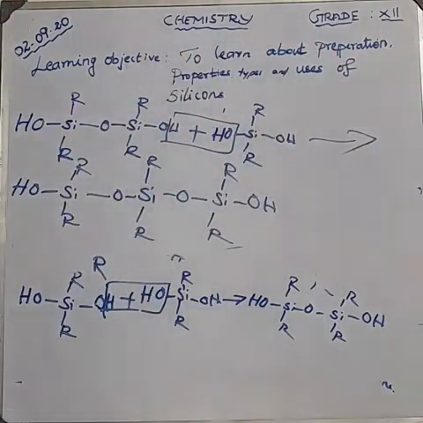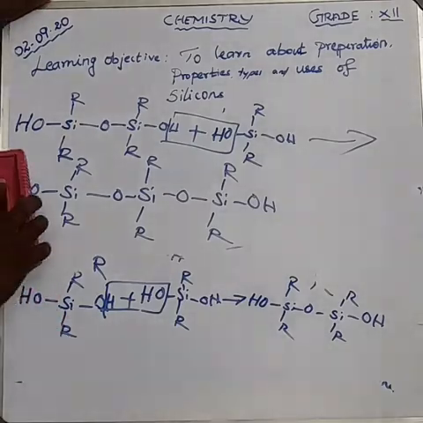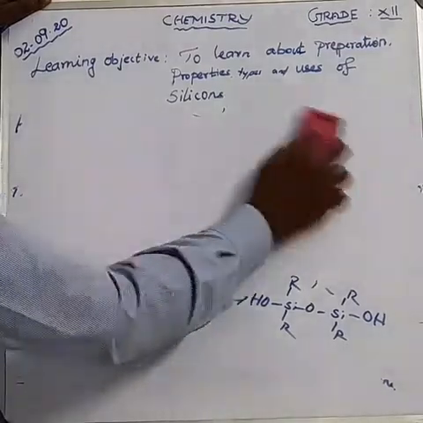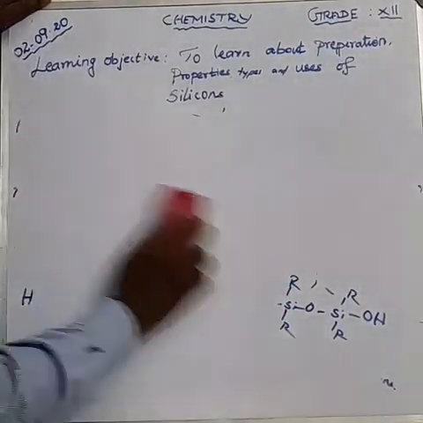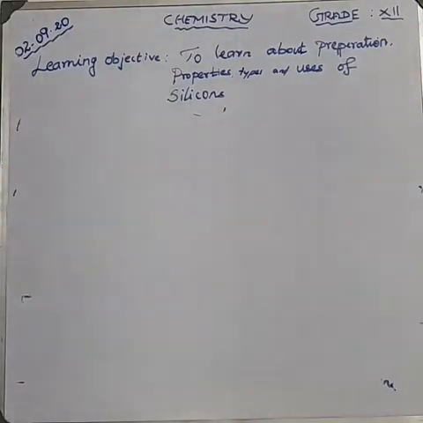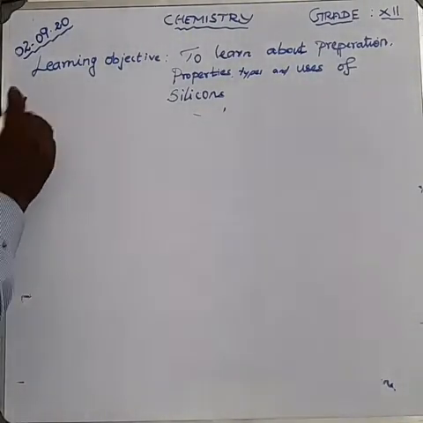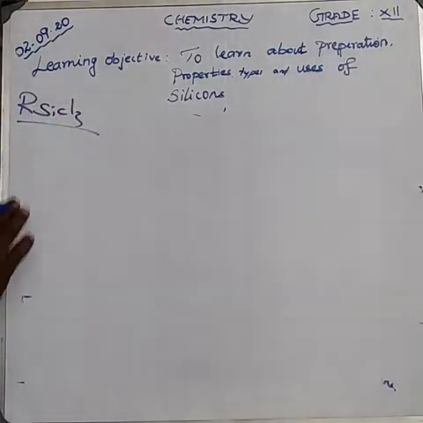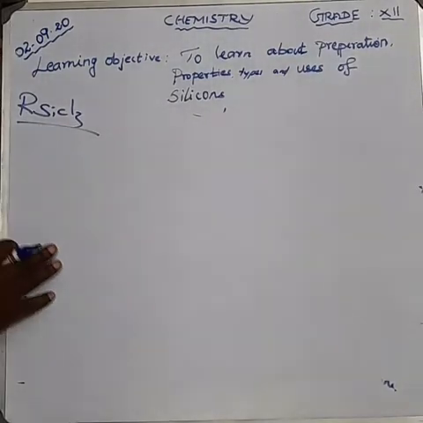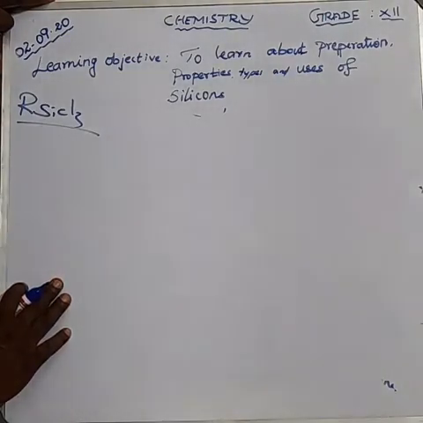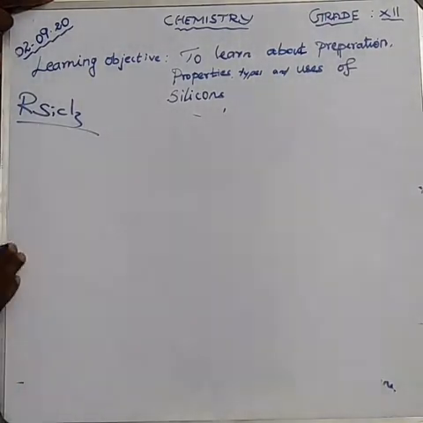Next one is a cross-linked polymer. What's the next one? Cross-linked polymer. That is monoalkyl chlorosilane, RSiCl3. Monoalkyl chlorosilane gives a very complex cross-linked polymer. Here we are adding one of the group.